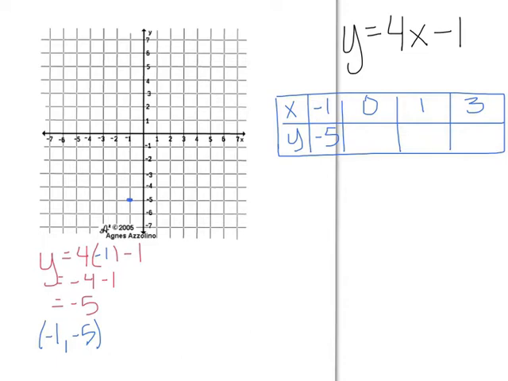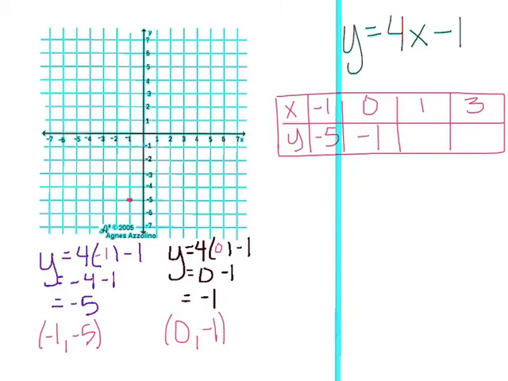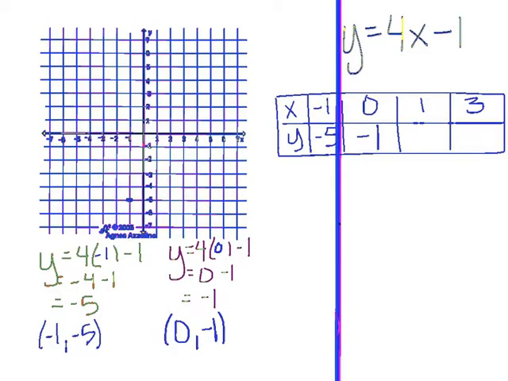Okay, let's look at another point here. So we have y equals 4 times x minus 1, and this time our x value will be 0. So 4 times 0 is 0, and 0 minus 1 is a -1. So in this case, when x is 0, y is a -1. So alright, let's go ahead and graph that point. When x is 1, y is 3.